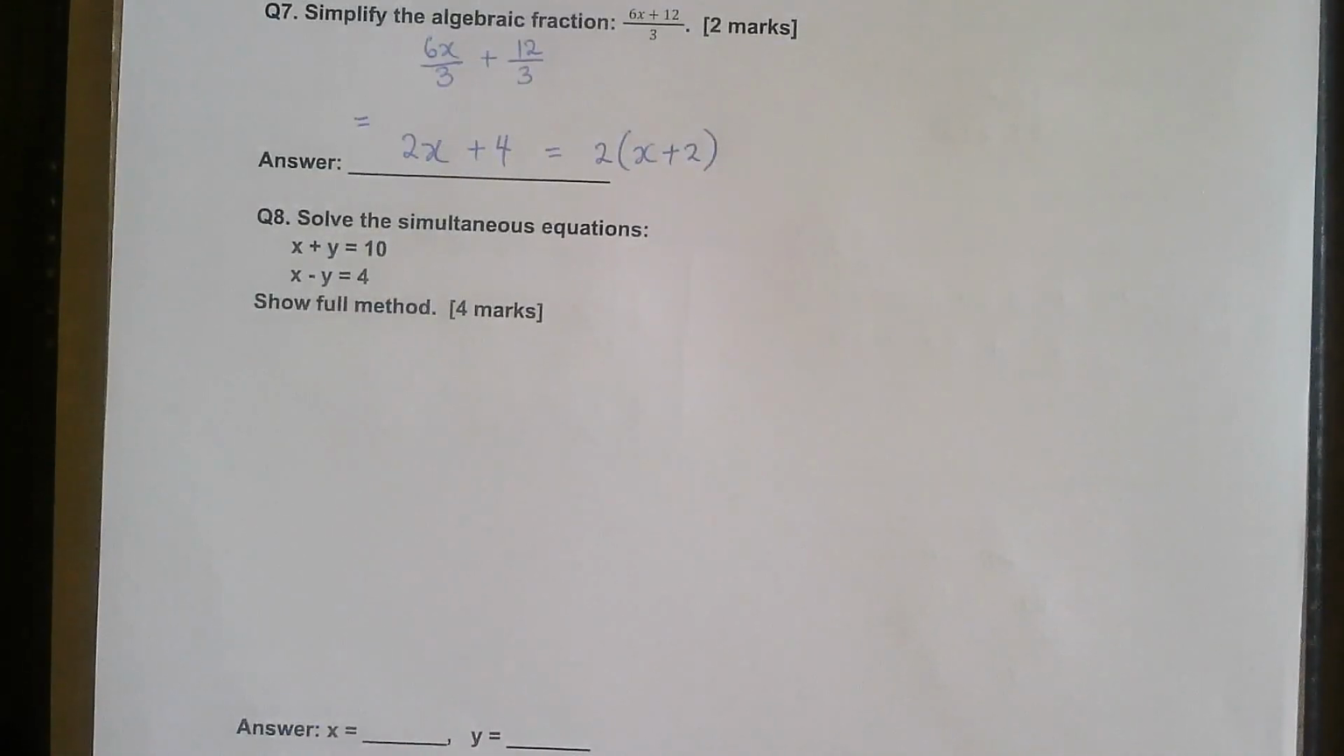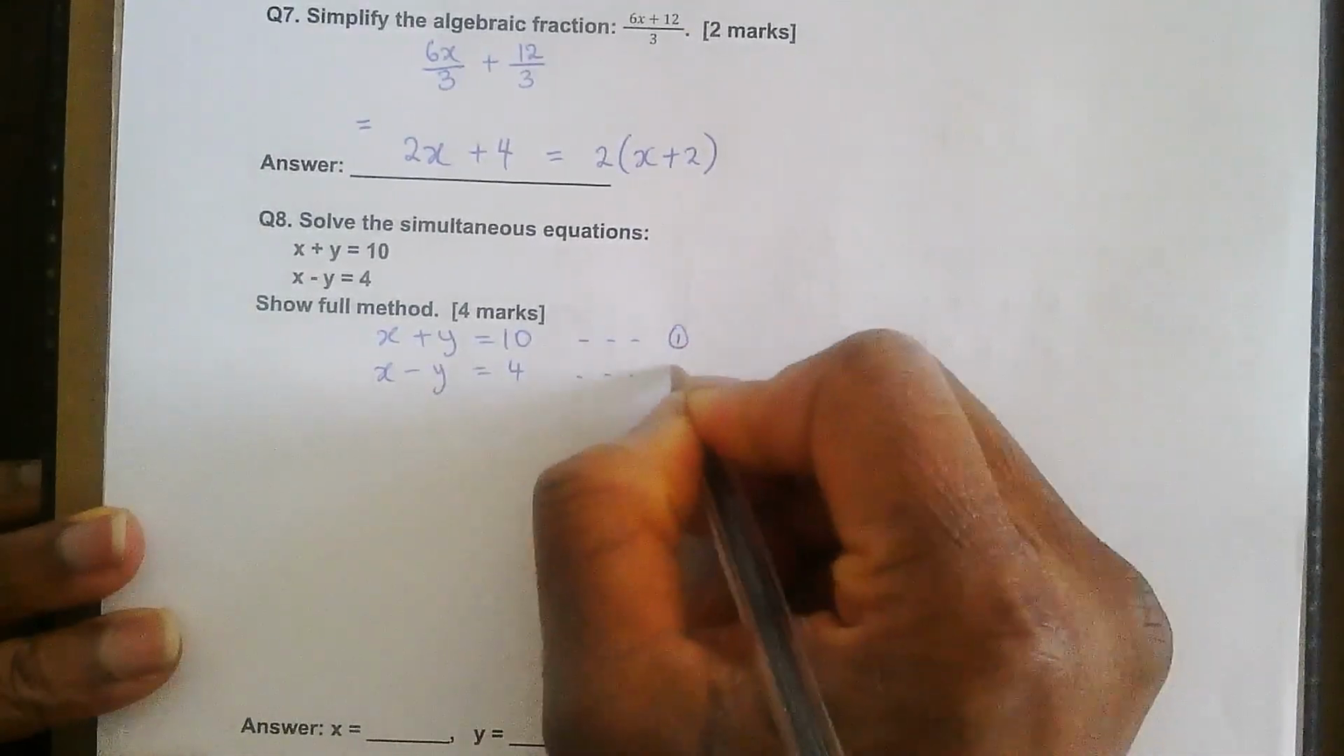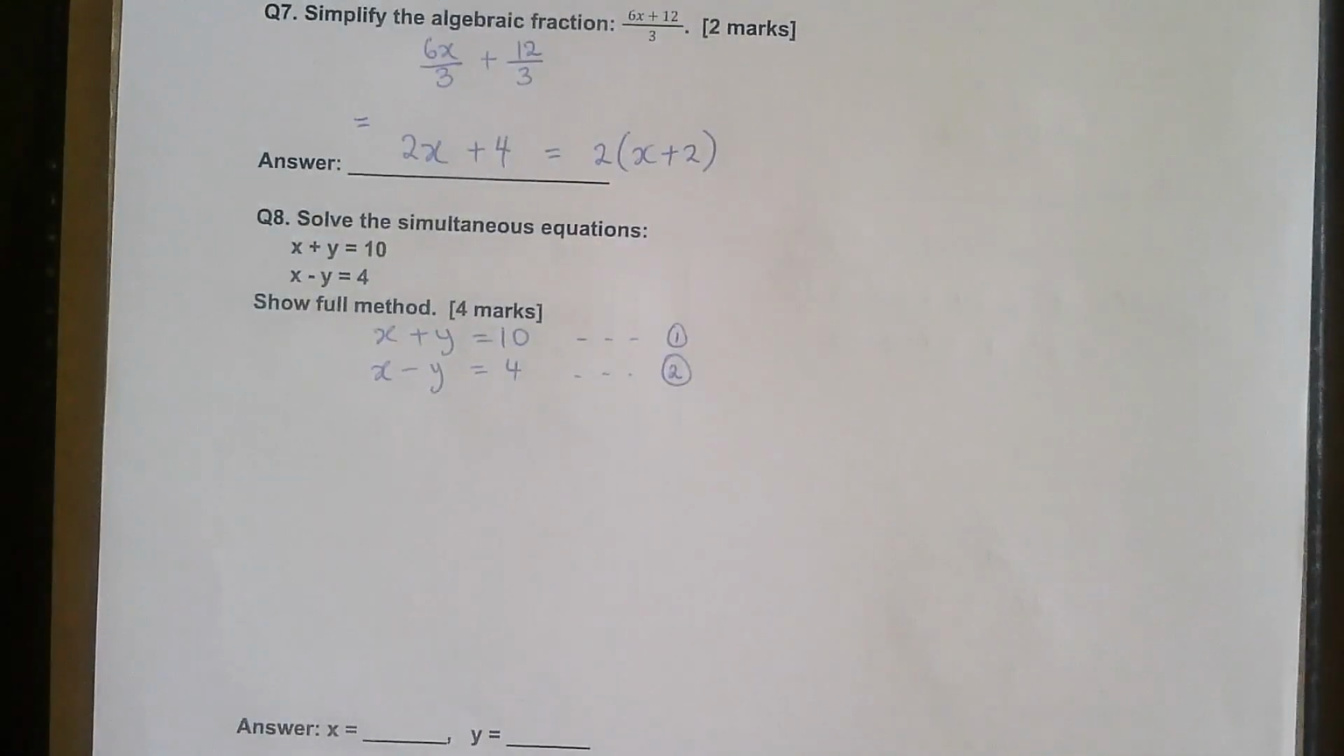Question 8. Solve the simultaneous equations. x plus y equals 10, x minus y equals 4. Let's call this equation 1 and call this equation 2. In order to solve for variables x and y, we need to eliminate one of the variables to be able to find the value of the other one.